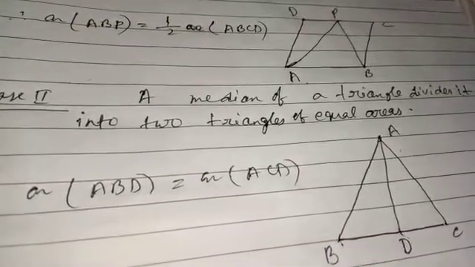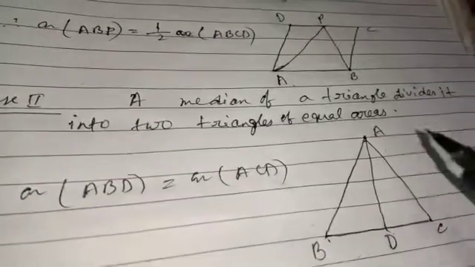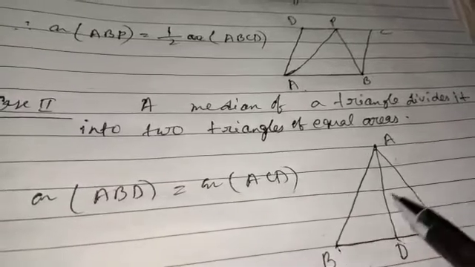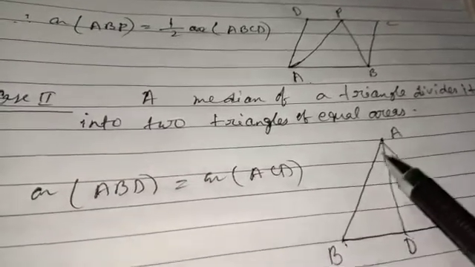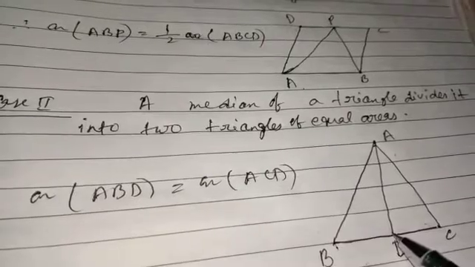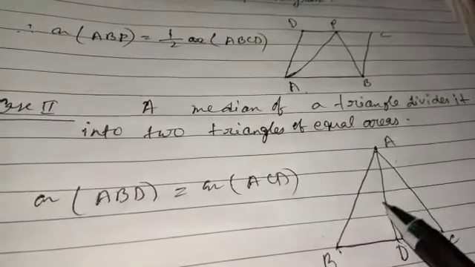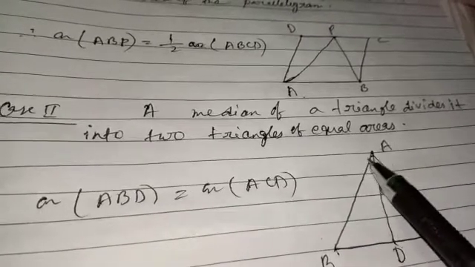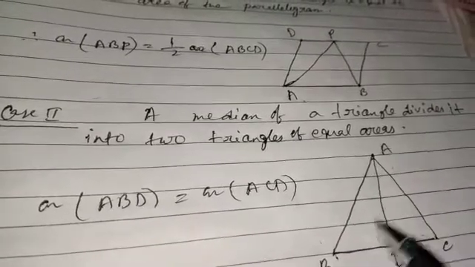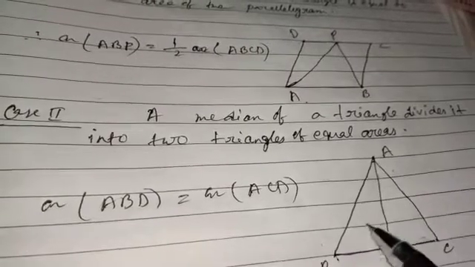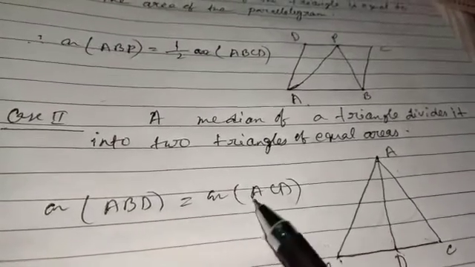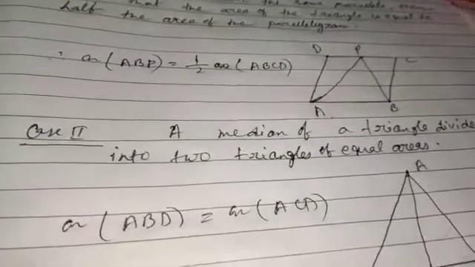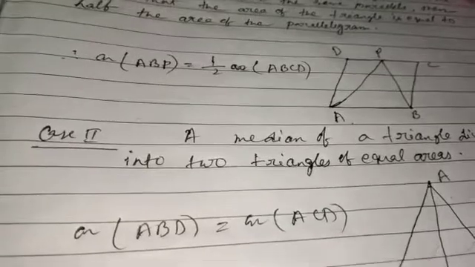Now, according to this theorem, if you draw a median like this, or you can draw from another vertex, suppose this is AD, then according to this theorem, a median divides the triangle into two triangles of equal areas. Means after drawing this median, you can see there are two triangles, and the area of this triangle is equal to that triangle. Means area of ABD is equal to area of ACD. Clear? So these are the concepts given in chapter 9.